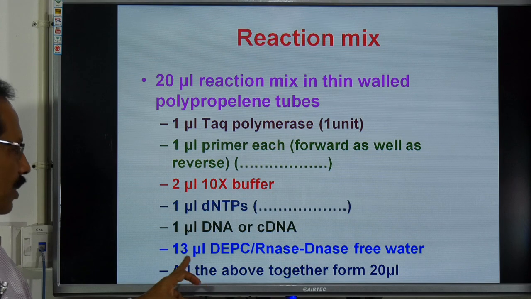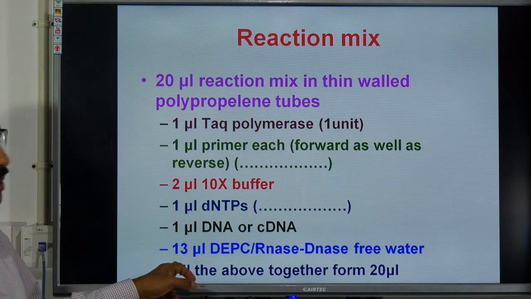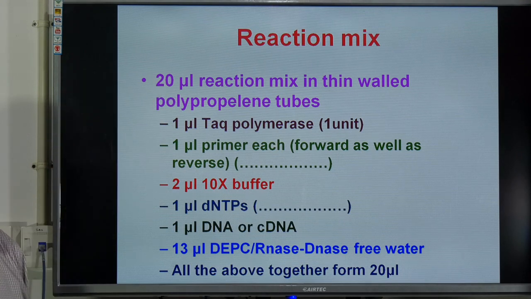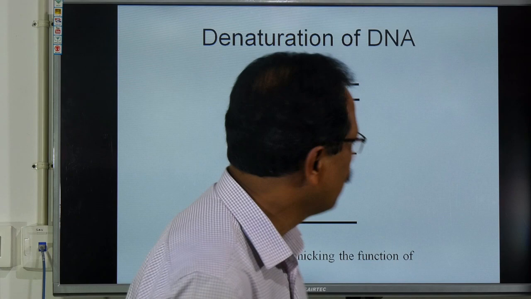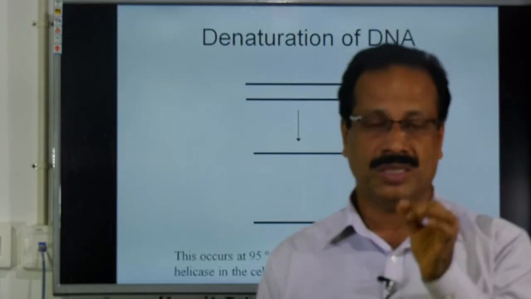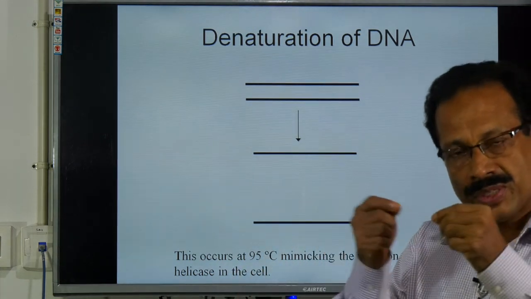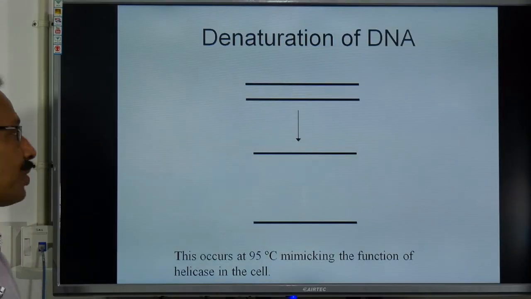And all this together, if your DNA volume is higher, you reduce the volume of water to a final volume of 20 microliter, and you take this in a thin PCR tube. That is quite important. The PCR tube should be very thin walled. Otherwise, the heat transmission will be very slow. It will affect the performance of your reaction.